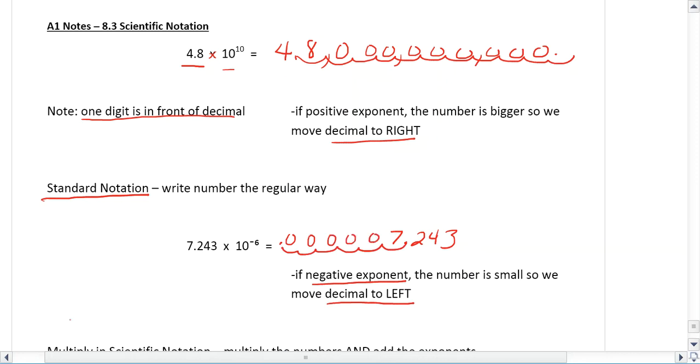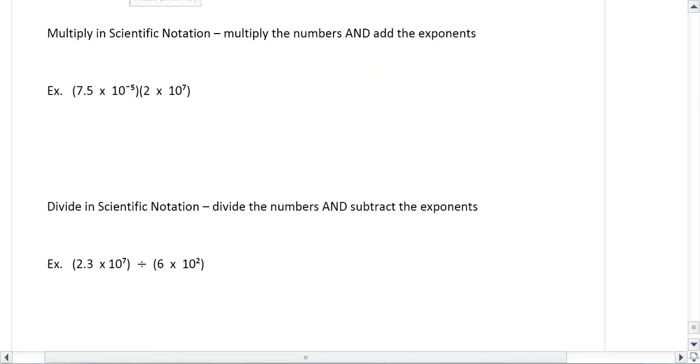Okay, so hopefully you remember that, because now we're going to take these numbers in scientific notation and work with them, adding, subtracting, multiplying, and dividing. And the reason that we're looking at scientific notation now in the exponents chapter is because when you multiply and divide with numbers in scientific notation, you have to follow the rules of exponents.